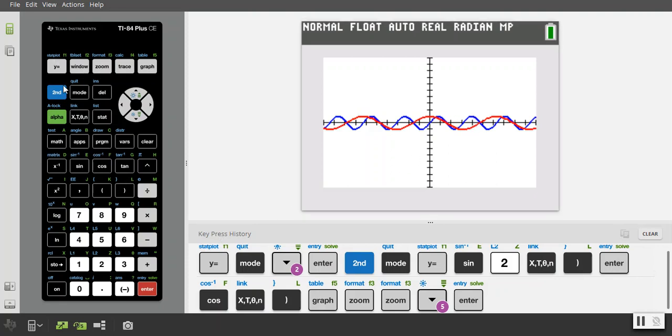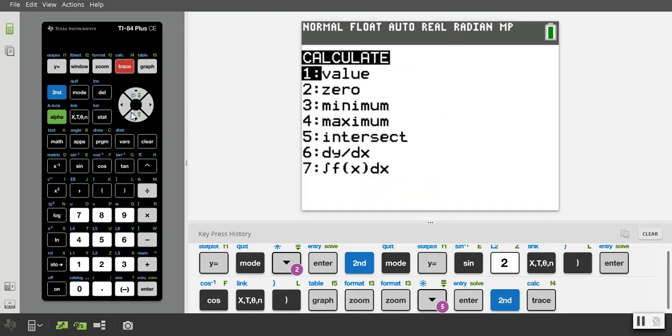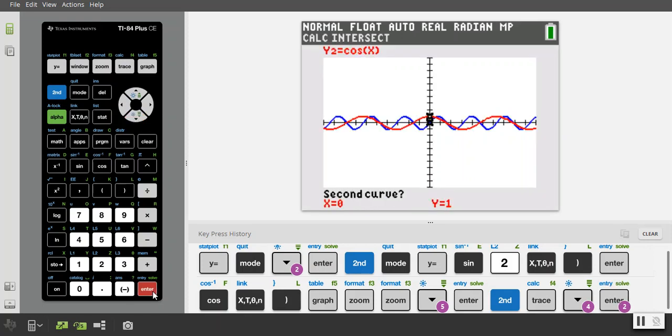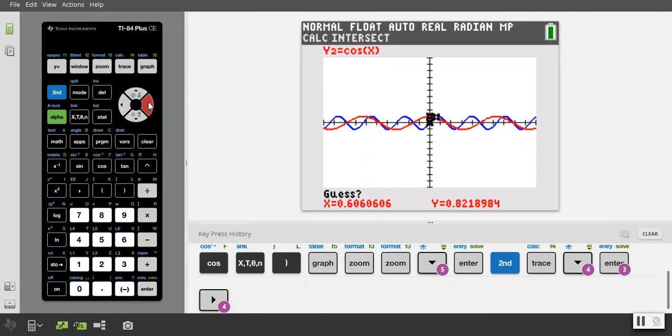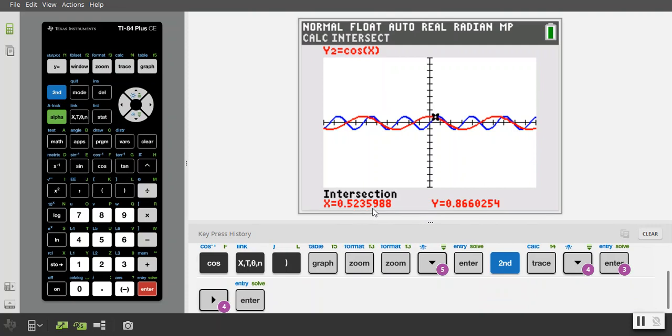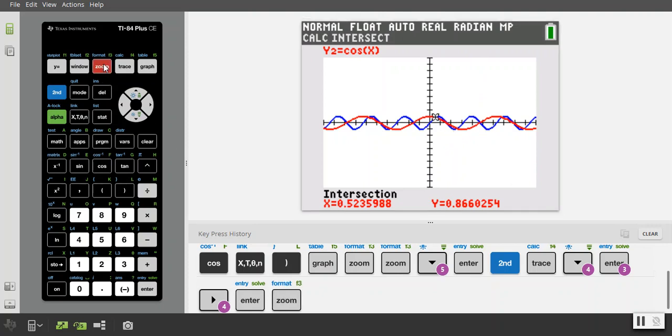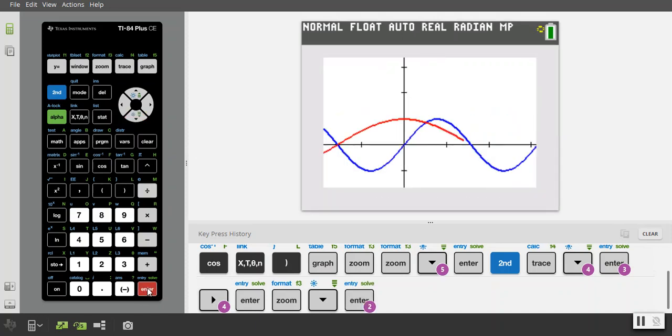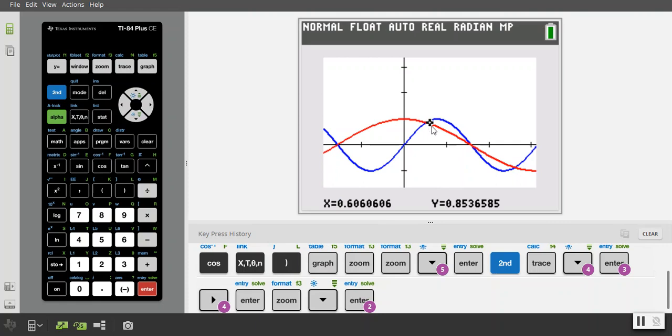So you can find where they intersect, but it's not going to tell you exact values. It's just going to give you an approximation. See how you have 0.5235988? Well, that's probably the first intersection, because you can see it happens multiple times along the x-axis. So that's just to give you an idea of how you can use the technology. You can see there's one right there, and there's one right there.